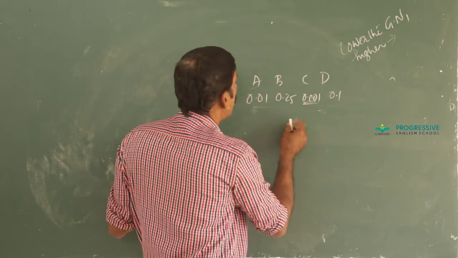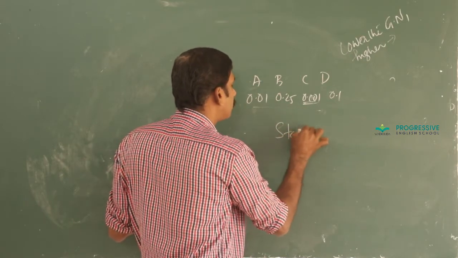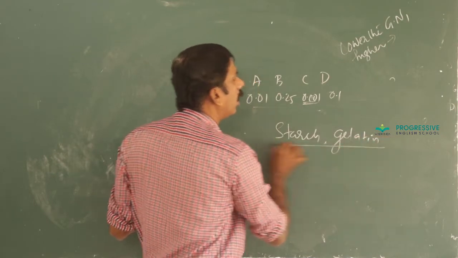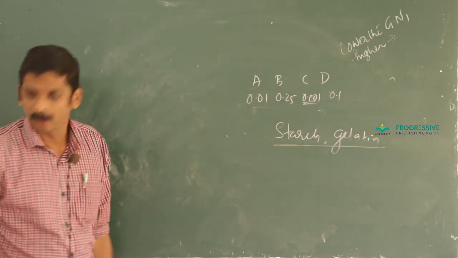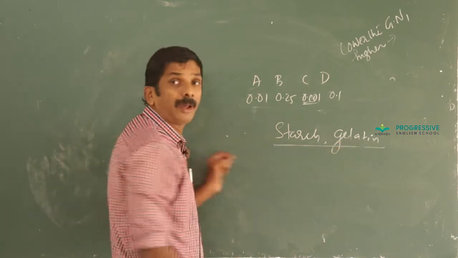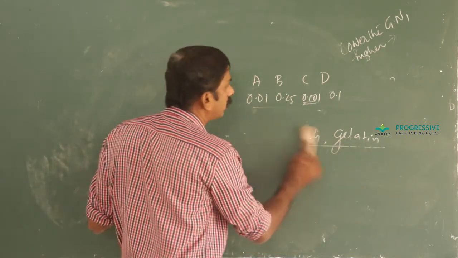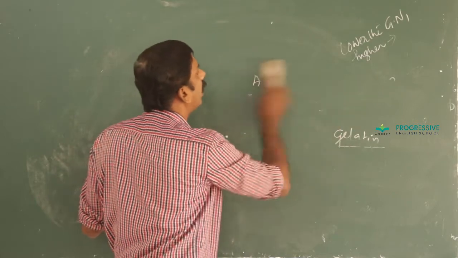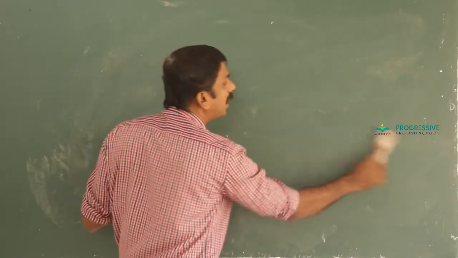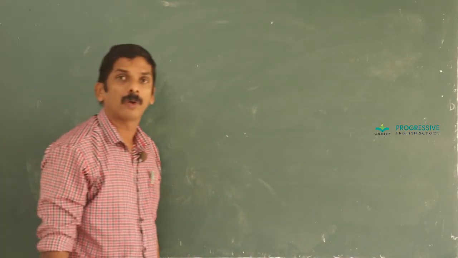Next, starch, gelatin, they are good protective colloid. You know, gelatin is usually added in ice cream to prevent the coagulation or crystallization as well as to stabilize the mix. That is the role of gelatin during the preparation of ice creams.